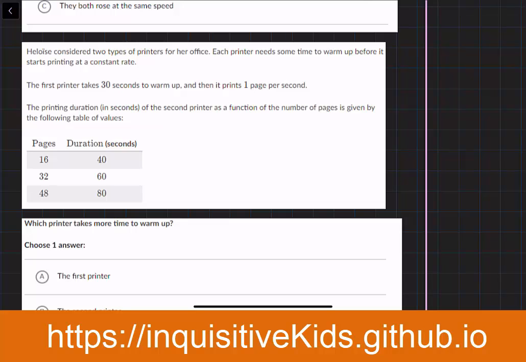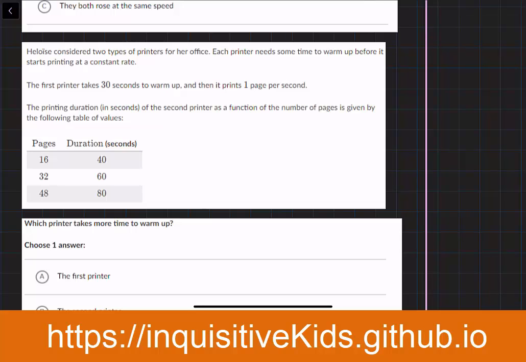Heloise considered 2 types of printers for her office. Each printer needs some time to warm up before it starts printing at a constant rate. The first printer takes 30 seconds to warm up, and then it prints 1 page per second. The printer duration in seconds of the second printer as a function of the number of pages is given by the following table of values. Which printer takes more time to warm up?